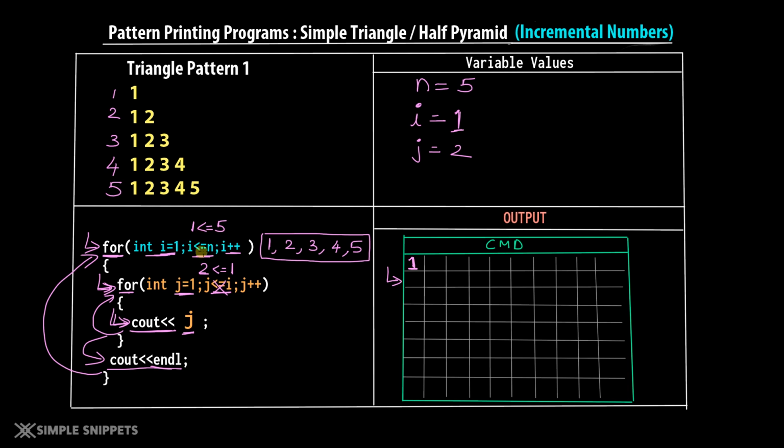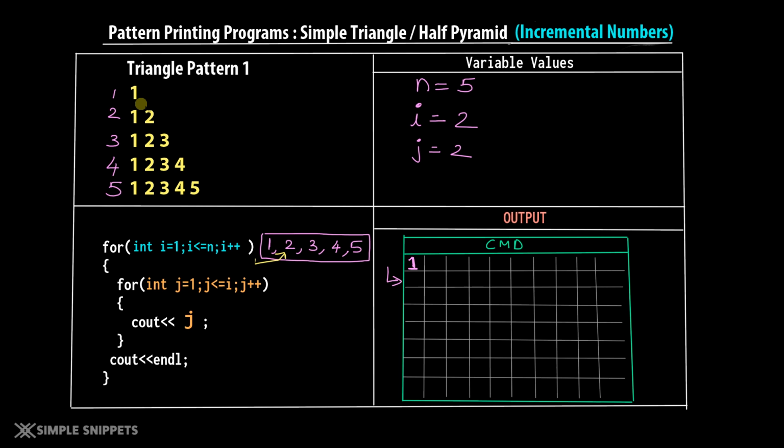And now i will become i plus plus. So i will take a new value and that value is going to be 2, because we are saying i plus plus, i was 1. When you say i plus plus, i will become 2. Correct? So let's make it 2. Now when i becomes 2, the condition again is checked. Is i less than or equal to n? So is 2 less than or equal to 5? Yes, n is 5, right?